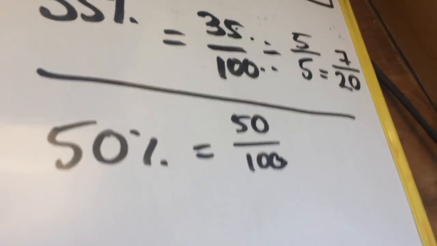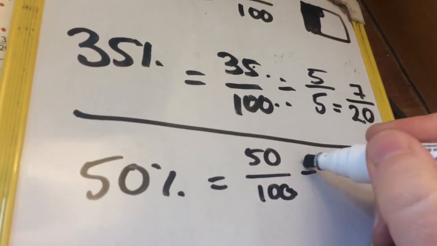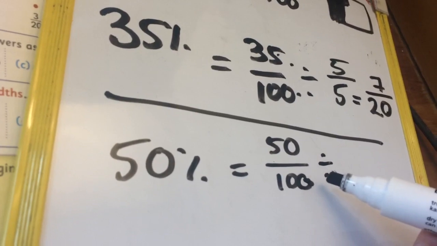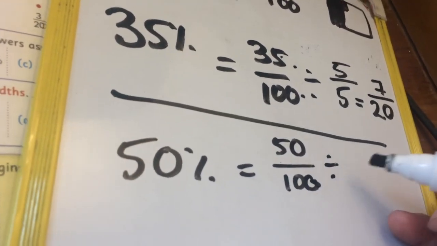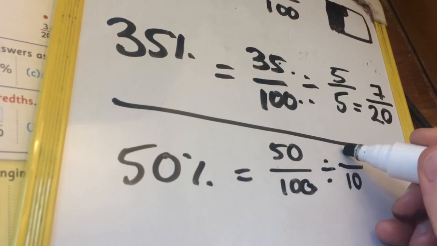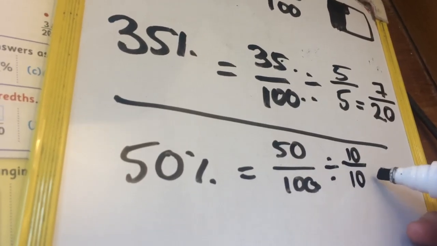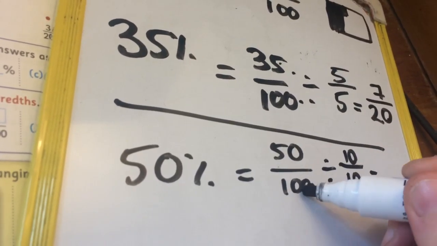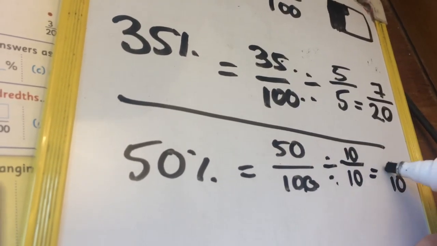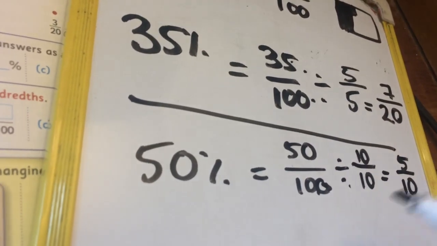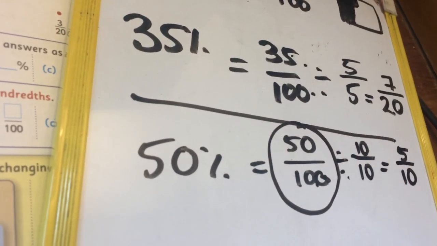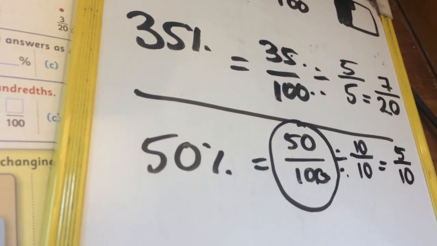What can we divide to make this into a smaller fraction? What goes into both of them? 10 goes into both of them, doesn't it? So if we divide by 10 at the bottom, we must also divide by 10 at the top. 100 divided by 10 equals 10. 50 divided by 10 equals 5. So the trick is to find something that divides into both numbers, and then you can divide it out.